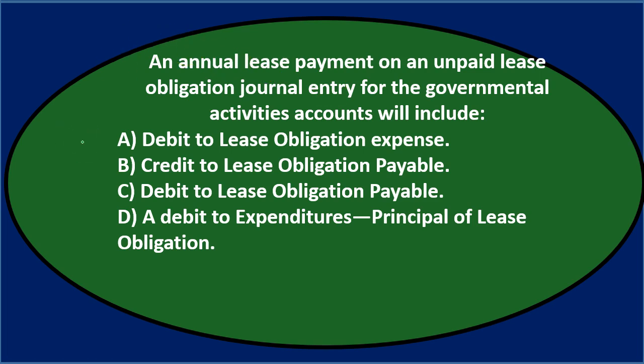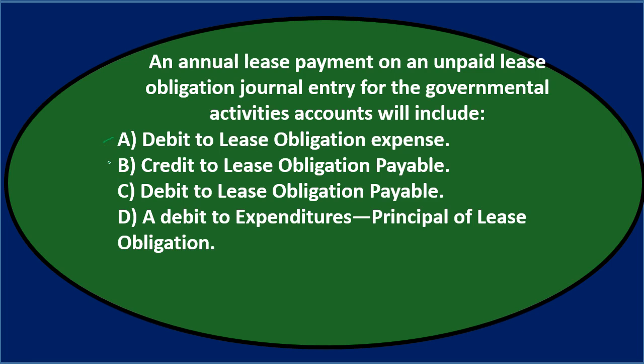We're going to have a debit to the lease obligation expense. Now, you might think that we'd have a debit to lease obligation expense, but we're typically thinking that we're paying off a capital lease in this case, meaning we had the lease because we purchased basically an asset through a lease agreement. So we could keep A for now. That could be a reasonable choice.